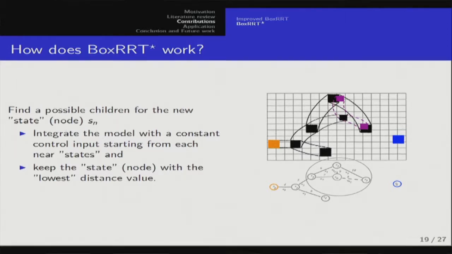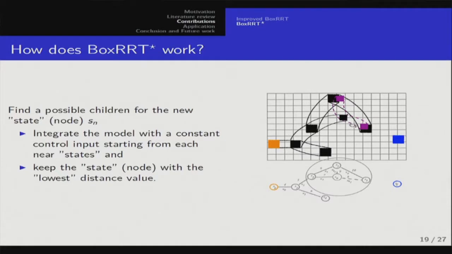So we are doing the same thing. We are integrating the model starting from this S new state. The catch is that when we integrate, we will not obtain exactly the state which is in the tree. We will obtain something which is near this state in both cases, and we will choose the one which has the smaller distance. And in this case, this is the one.